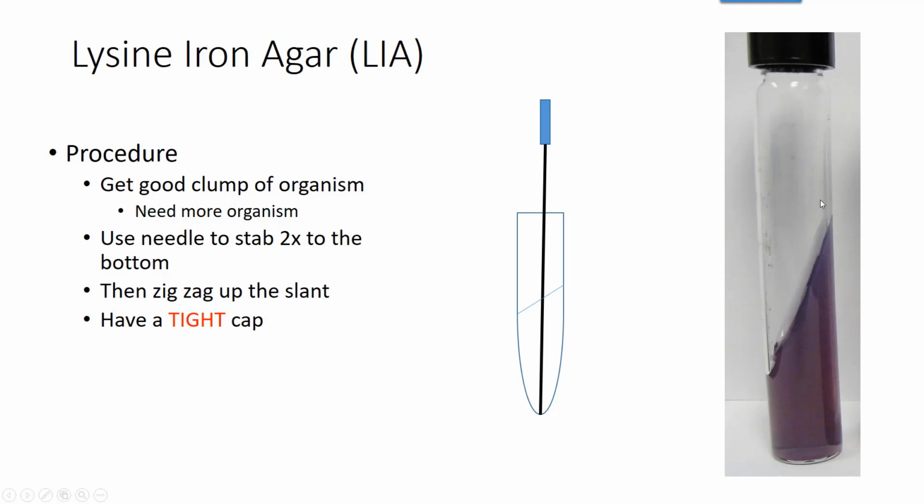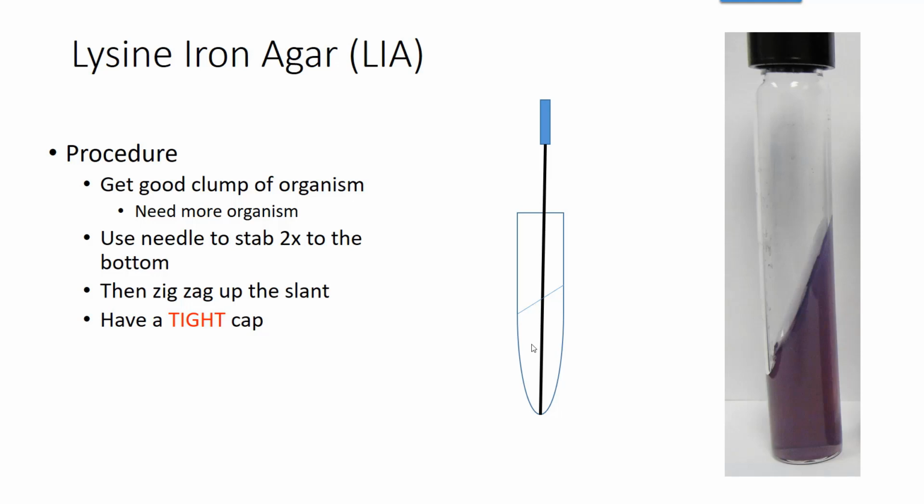So you're getting lots of bacteria down in the butt region of the tube, but you're also getting some of that bacteria on the slant region of the tube. Best results are if we have a tight cap. Everything else is loose caps, but this one gives us a little bit better results with a tight cap. The bacteria will do their color change in 24 hours. With a tight cap, they'll have enough oxygen in there.